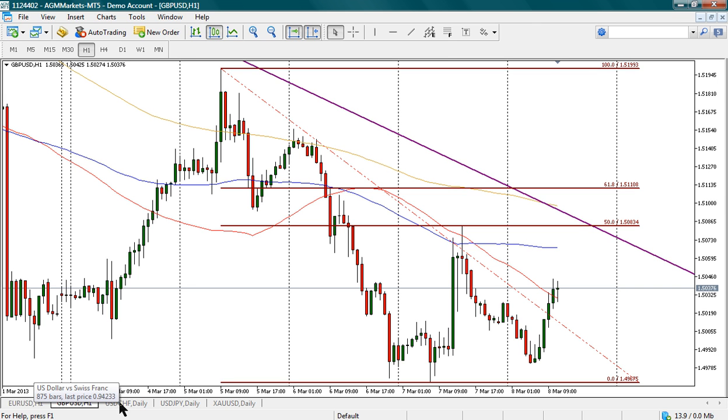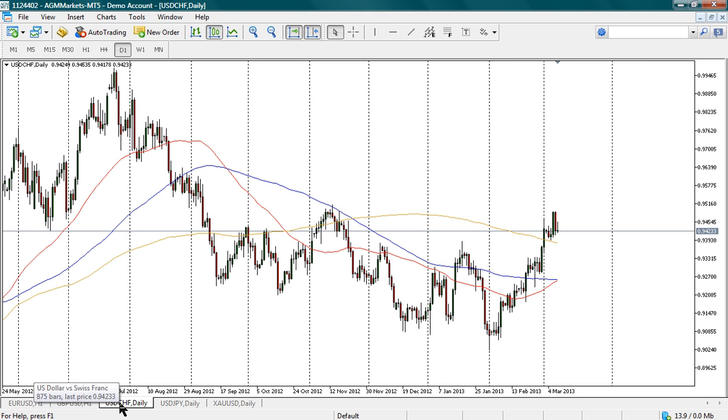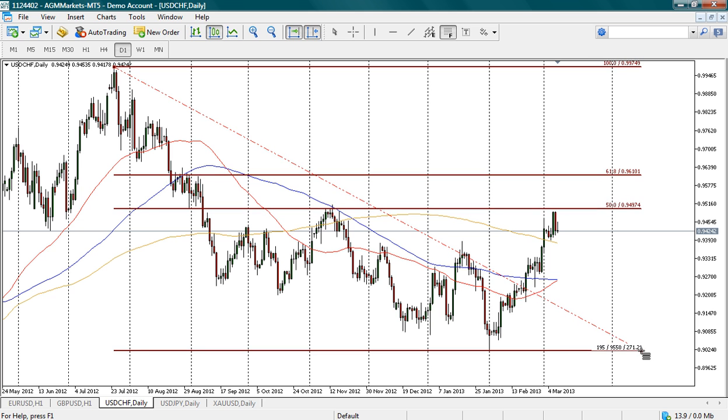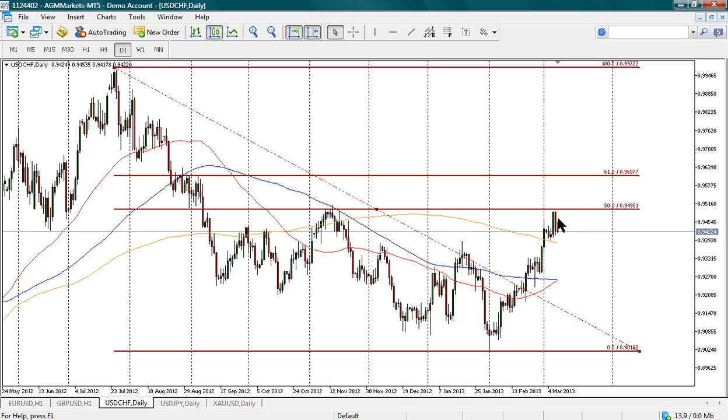Let's have a look at the dollar Swiss chart. This is the daily. The first thing I'd personally draw up on this daily chart is the Fibonacci retracement tool from that key swing high down to the lows here, and you can see we're just shy of this 50% retrace at 0.9495.